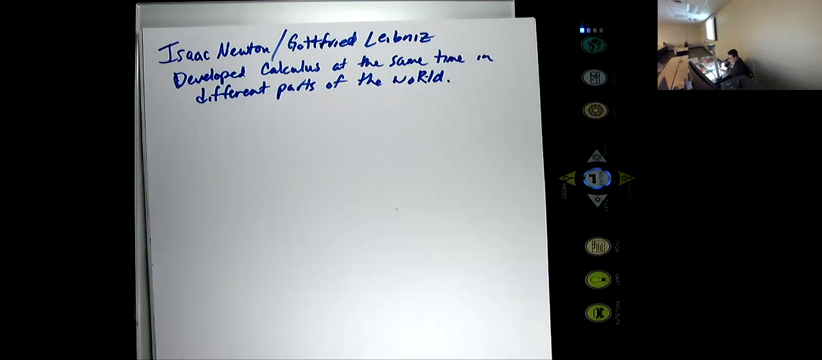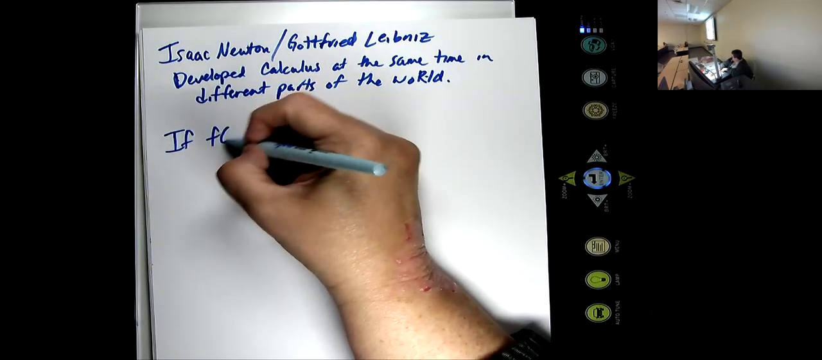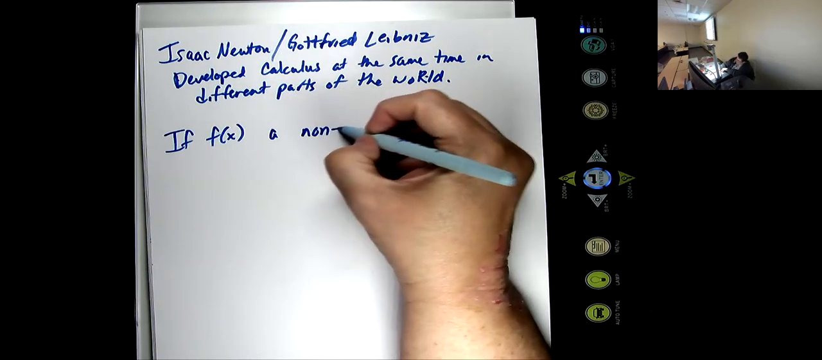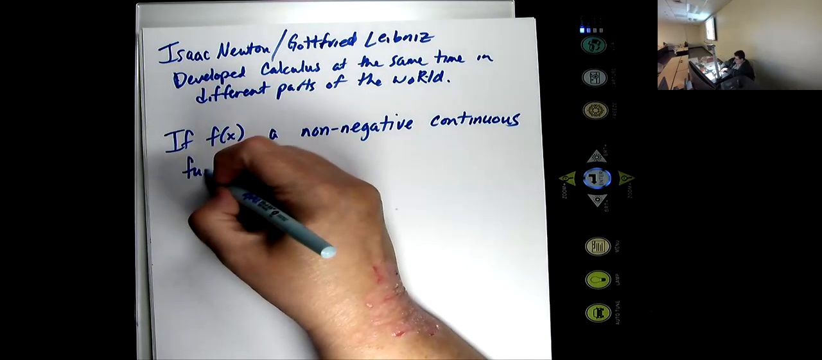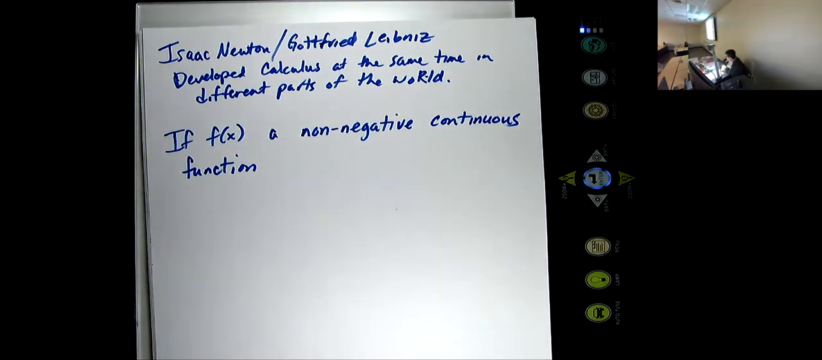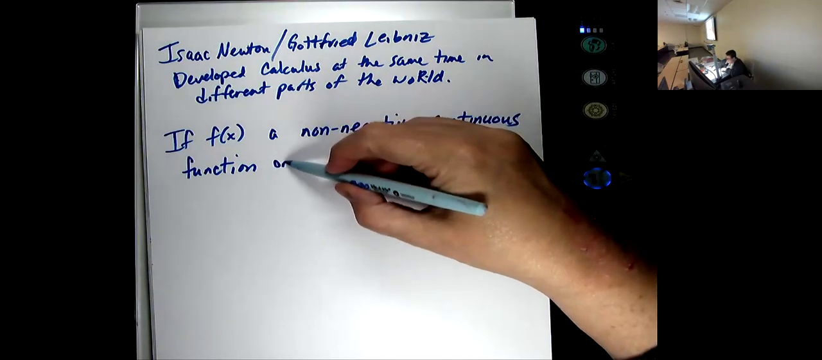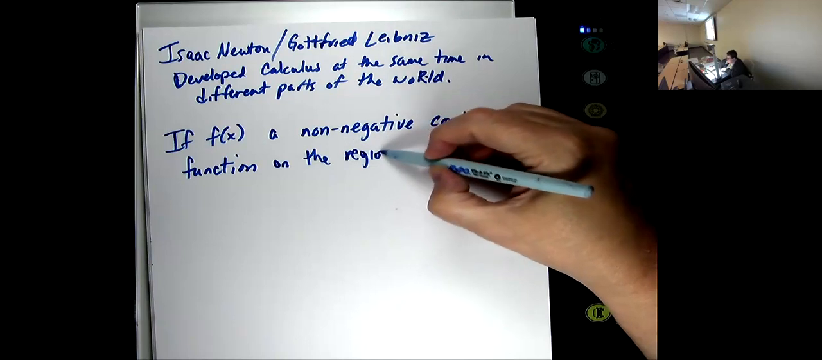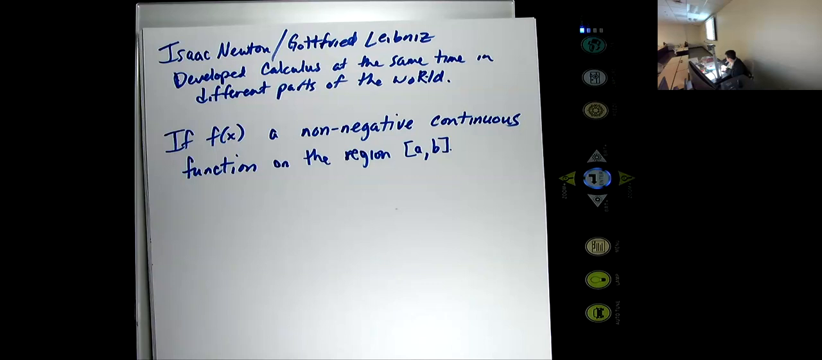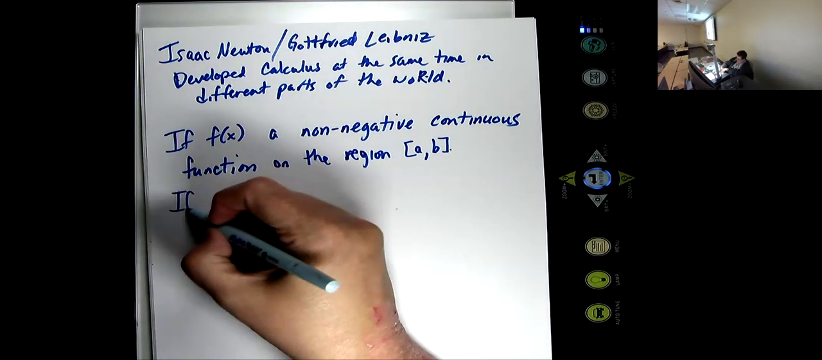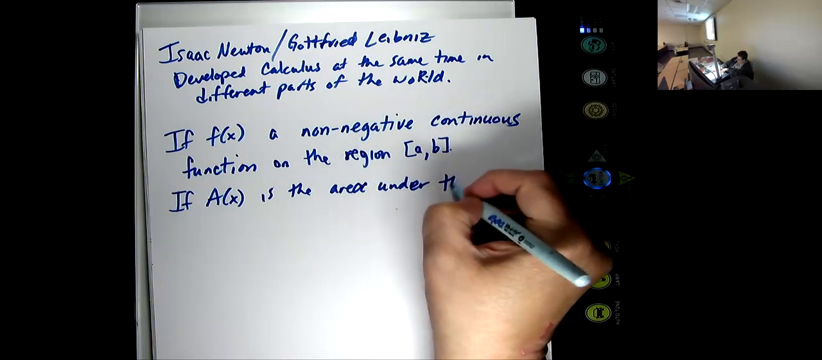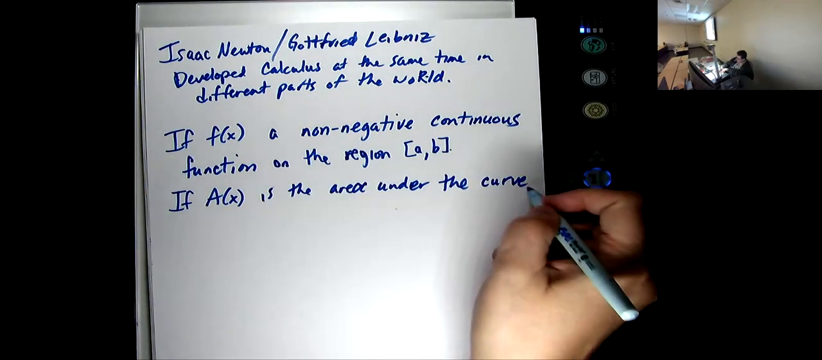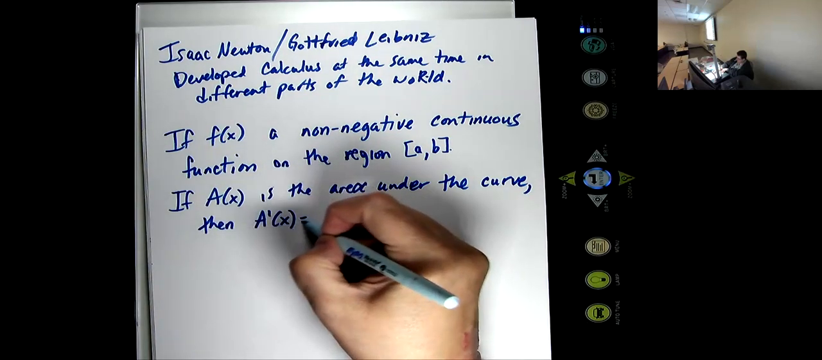And they found, if f of x is a non-negative continuous function, like it doesn't dip below the x-axis, and we're looking at the region from A to B, if A of x is the area under the curve, a function for the area under the curve, then A prime of x equals f of x.